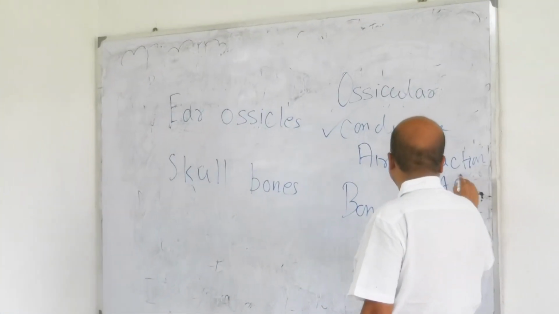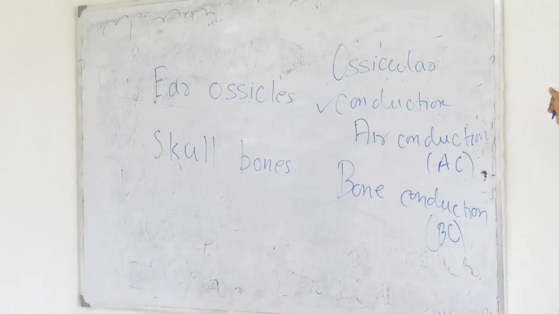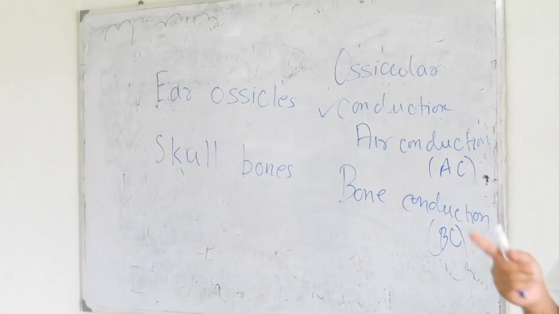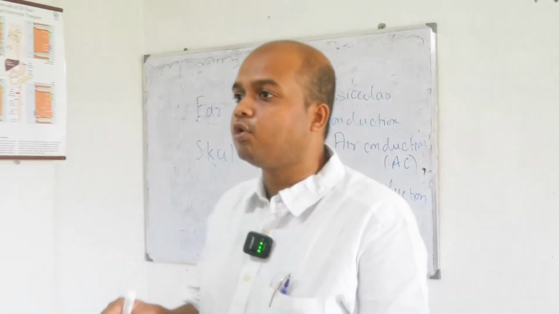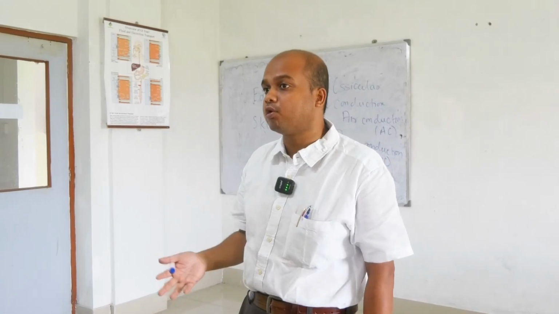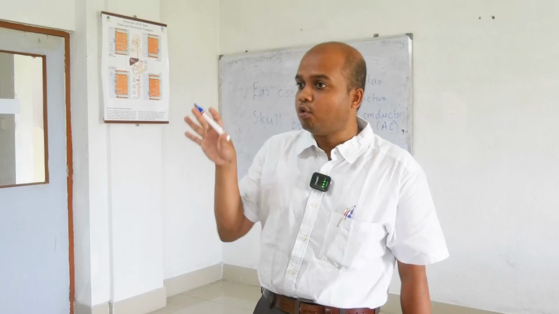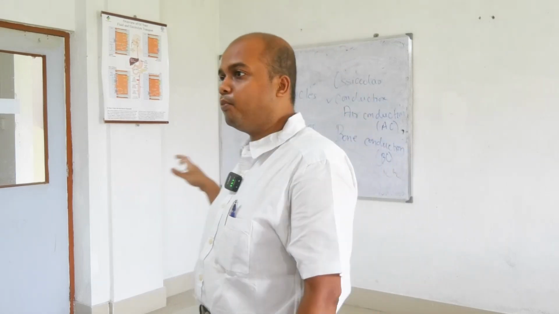Air conduction is abbreviated as AC. Bone conduction is abbreviated as BC. But it is actually ossicular conduction and bone conduction. Ossicular conduction, in common usage, is called air conduction. Commonly we say air conduction, but it is actually ossicular conduction through the bones of the ear.